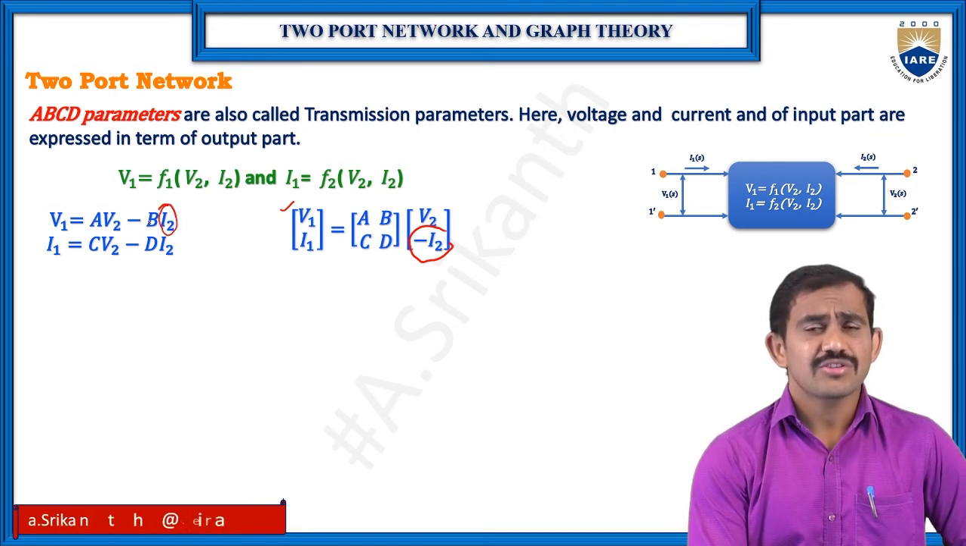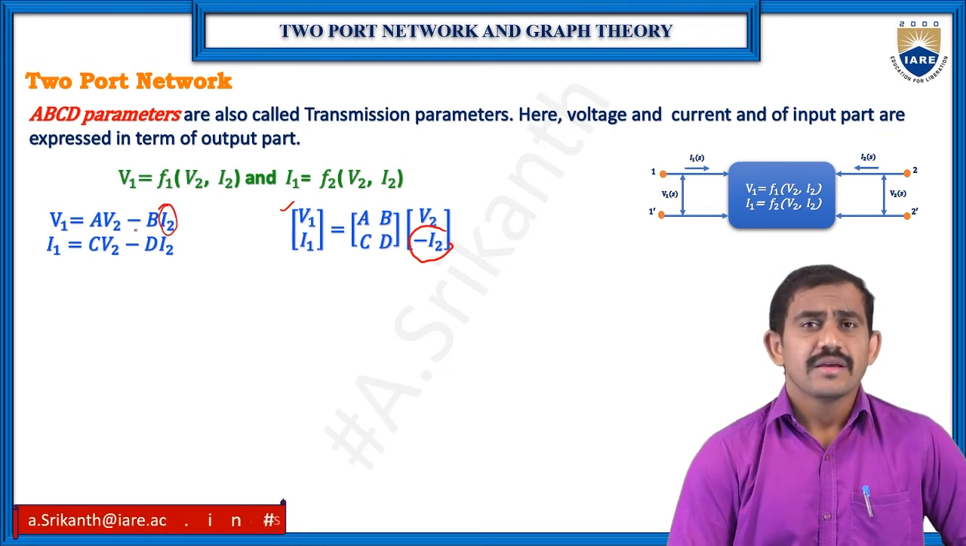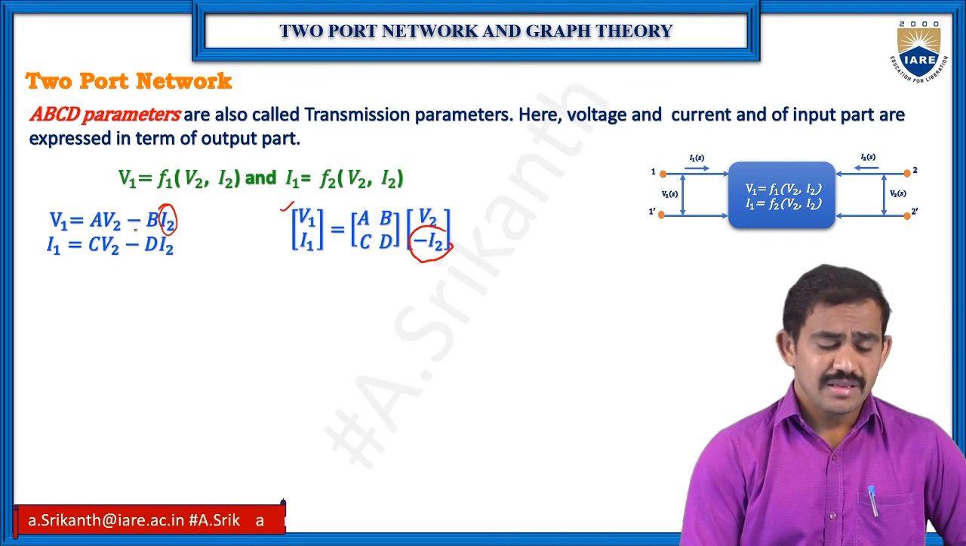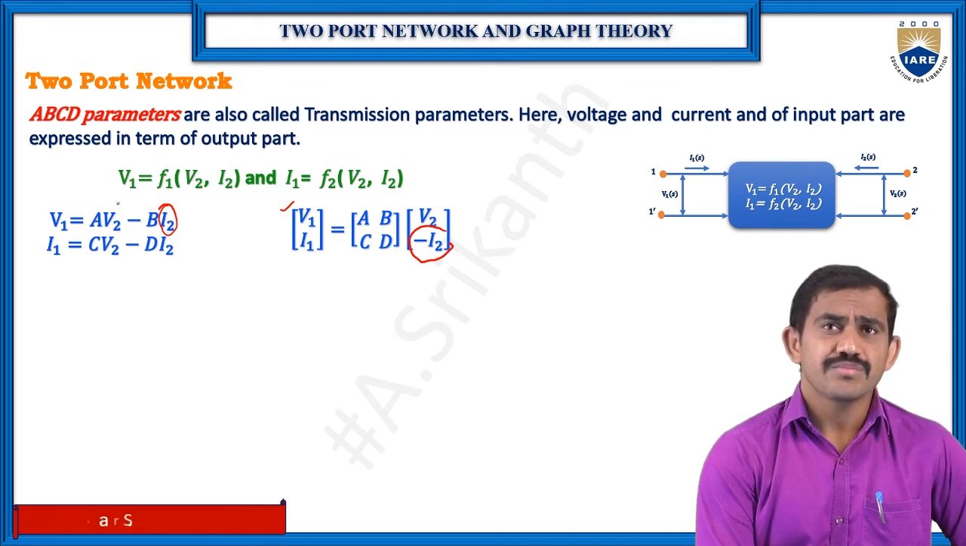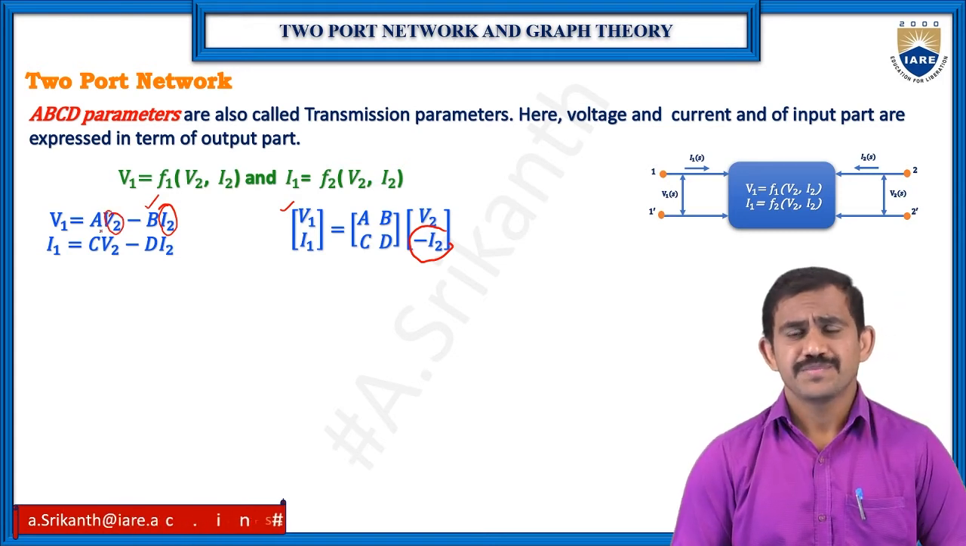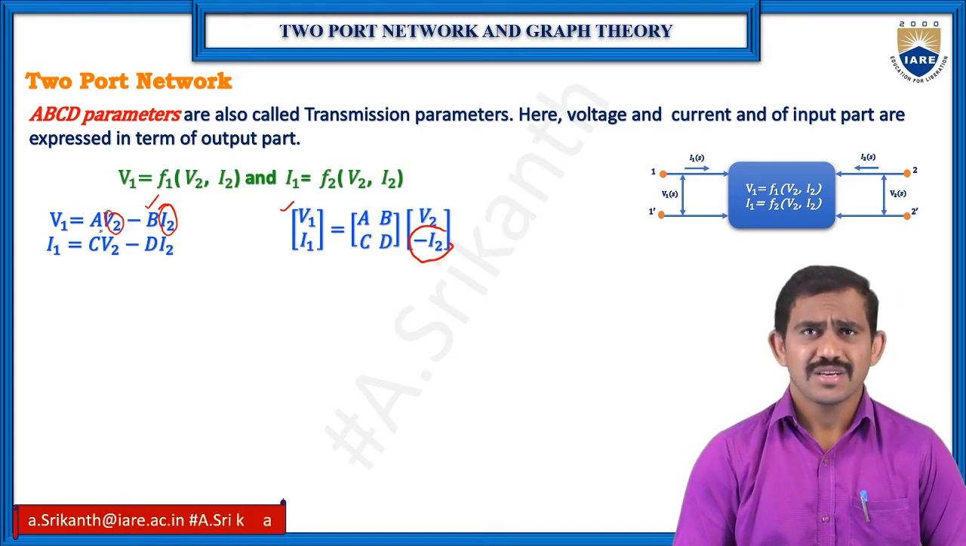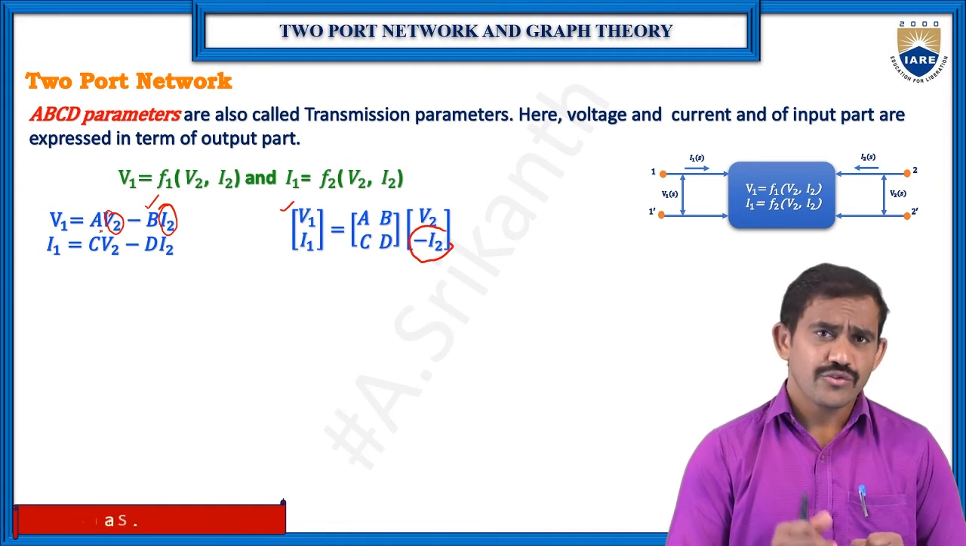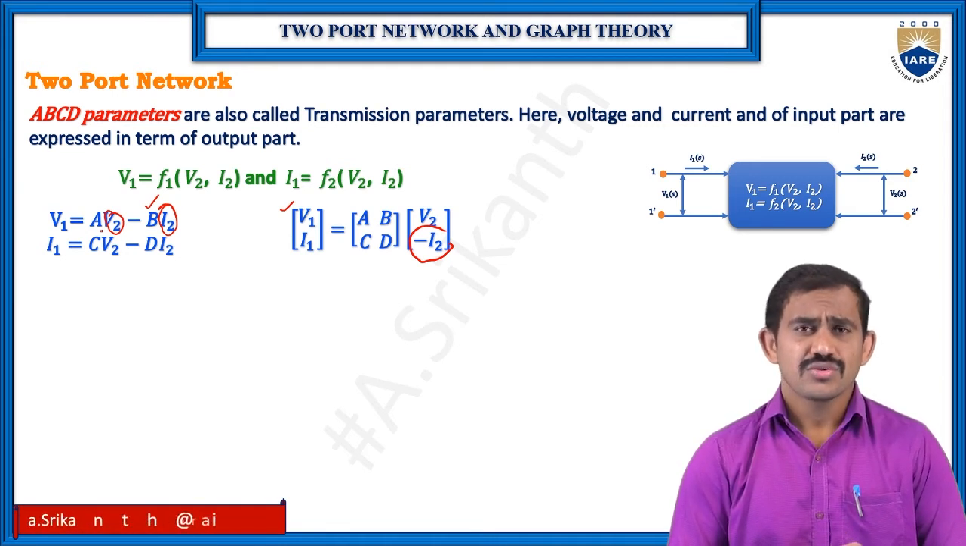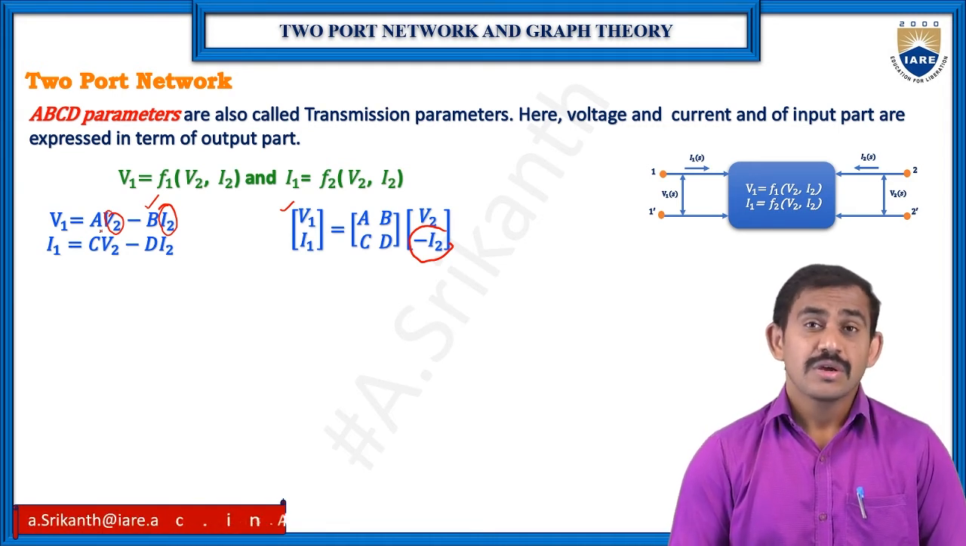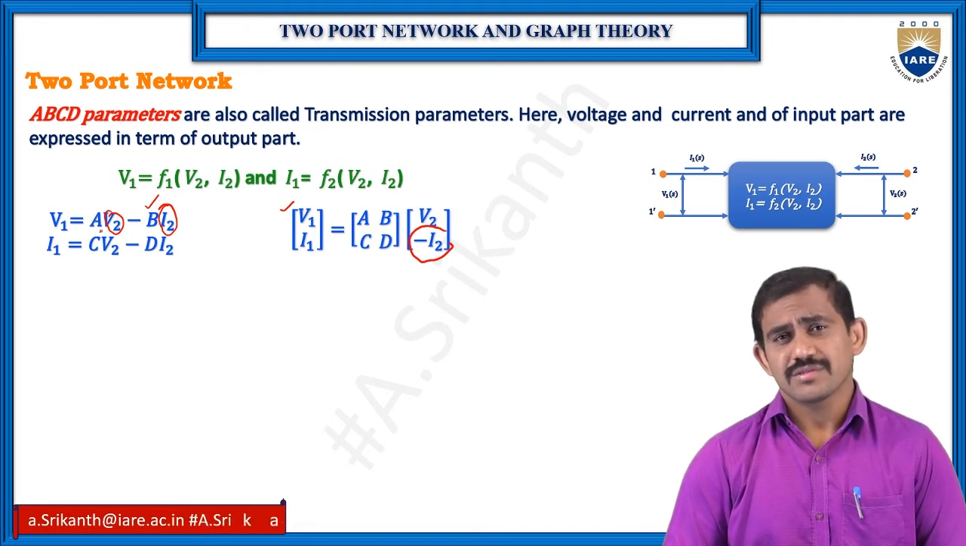So I2 is 0 means automatically the second side is open. If I want the V2 value, V2 is 0. V2 is 0 means again the second side is short circuit. So voltage 0 means automatically short circuit, and current 0 means automatically open circuit.